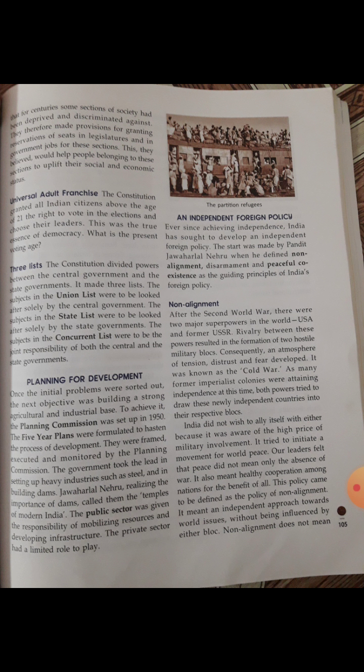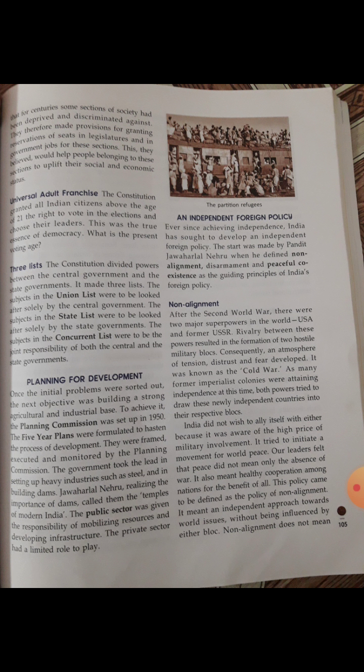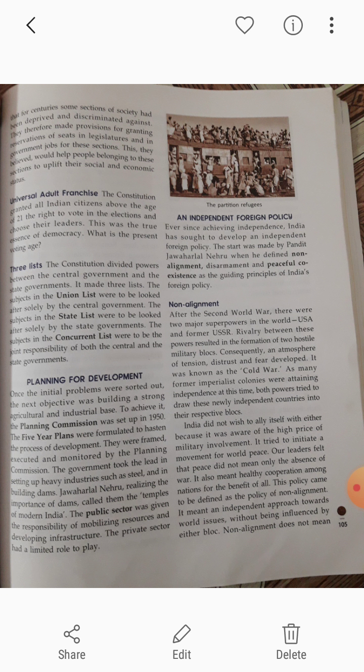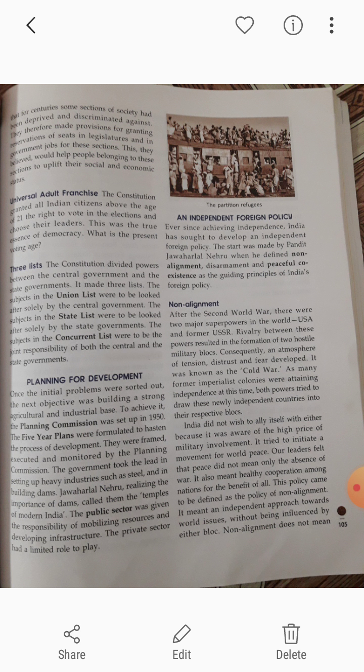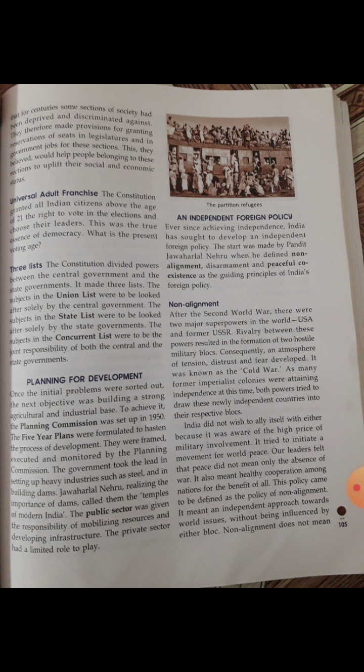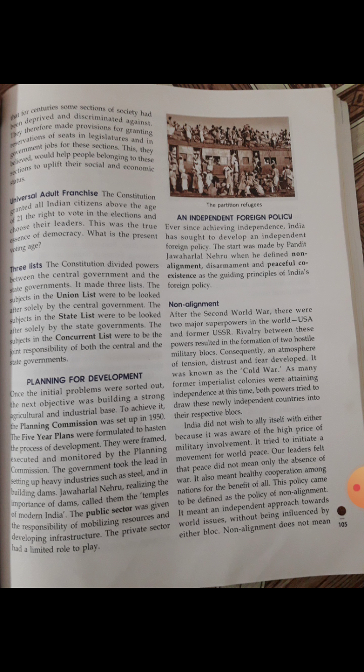Okay. Now, three lists, very important. The Constitution divided powers between the central government and the state governments, and they have already enlisted three lists: the union list, the state list, as well as the concurrent list. Clear? Now, the union list was to be looked after by the central government.